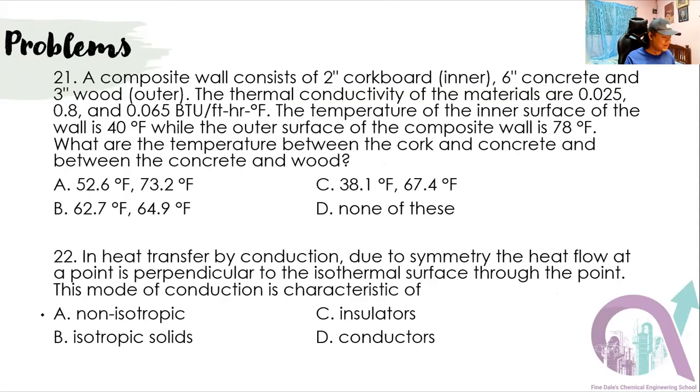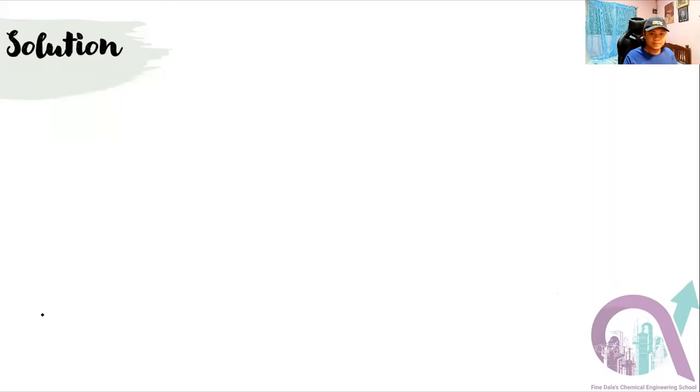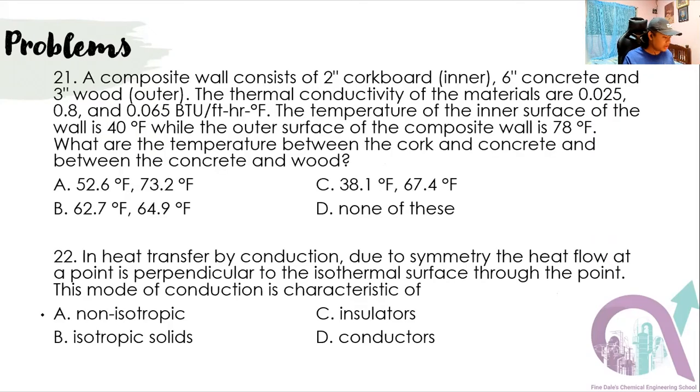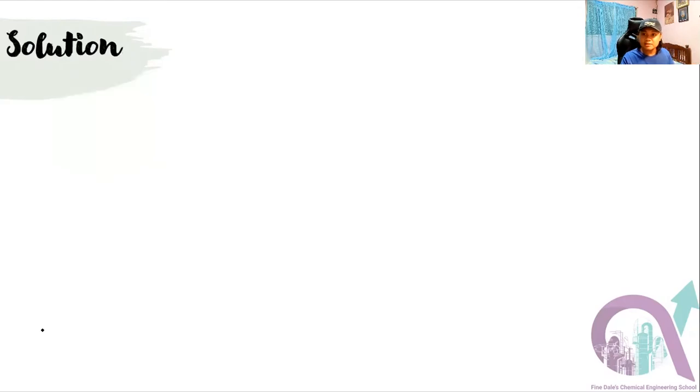Number 21, I'm excited also to show you this, but let's answer number 22 already. So heat transfer by conduction due to symmetry, the heat flow at a point is perpendicular to the isothermal surface through the point. This mode of conduction is characteristic of, I don't know, but this is the definition of isotropic solids. So this is the definition of isotropic solids.